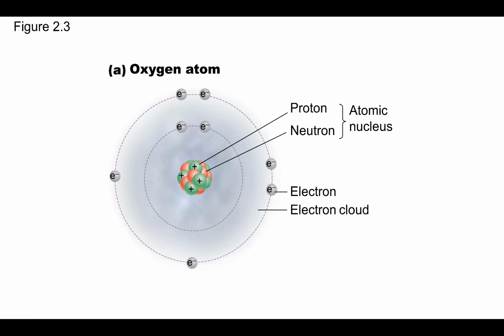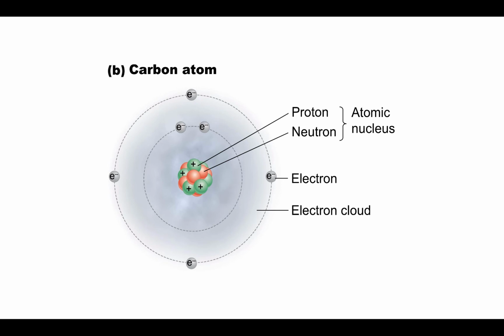Overall, looking at the charge, you have a negative charge of 8 and a positive charge of 8. So 8 protons, 8 neutrons in the nucleus, and then 8 electrons in the electron orbitals. So that is balanced.